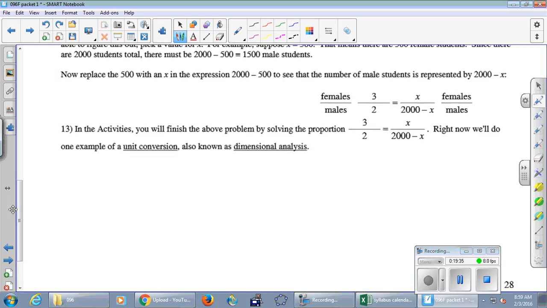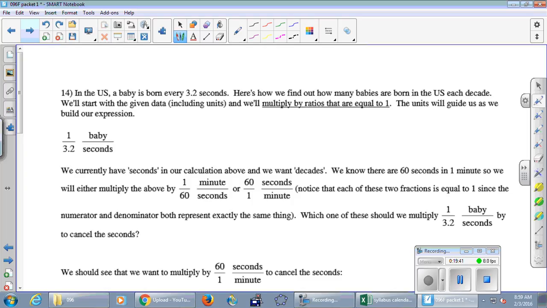Okay, so last thing we're going to do here is something called a unit conversion, also known as dimensional analysis. It's on the next page. 14. In the US, a baby is born every 3.2 seconds.